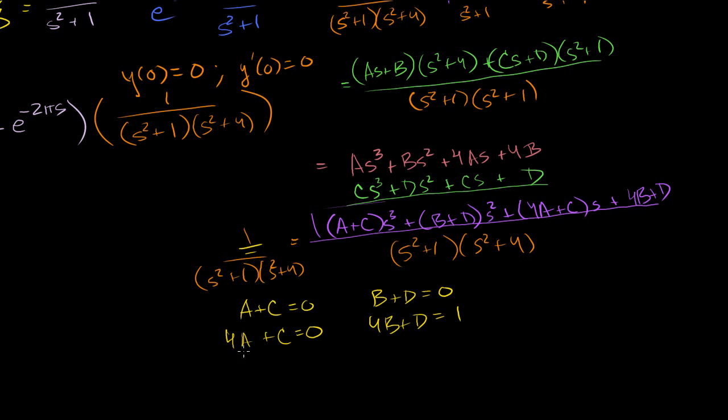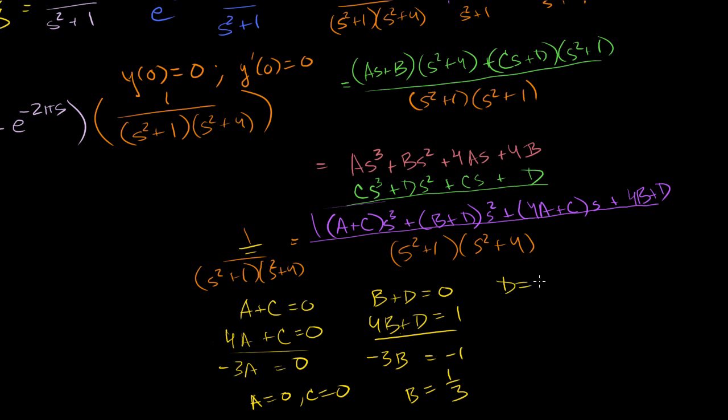So let's see if we can do anything here. If we subtract this from that, we get minus 3a is equal to 0, or a is equal to 0. If a is equal to 0, then c is equal to 0. And let's see what we can get here. If we subtract this from that, we get minus 3b, the d's cancel out, is equal to minus 1. Or b is equal to 1/3. And then, of course, we have d is equal to minus b, if we subtract b from both sides. So d is equal to 1/3.